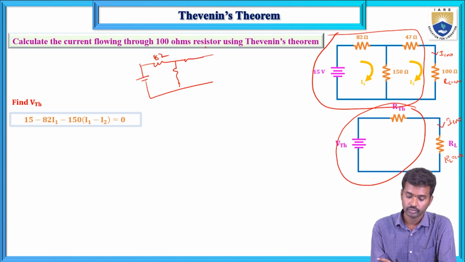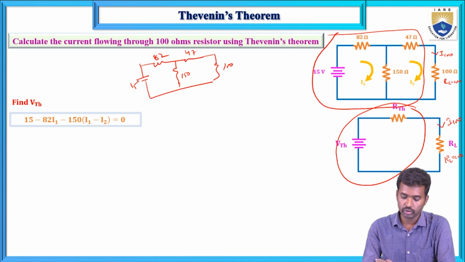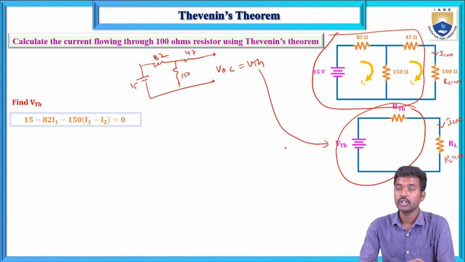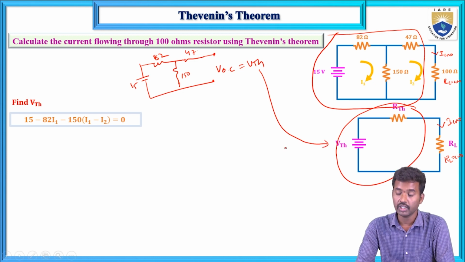82, 47 and 150. This is the 100 ohms, and this is 15 volts. So remove the load resistance from the given circuit first. Calculate the open circuit voltage VOC. That VOC is known as VTH, and that VTH can be substituted in the single equivalent circuit.